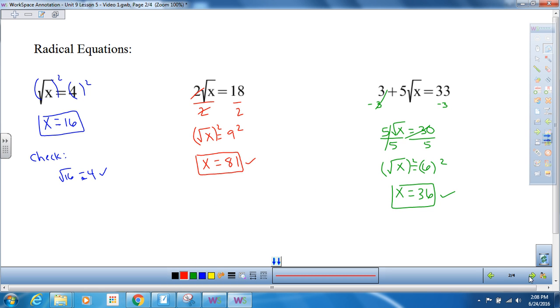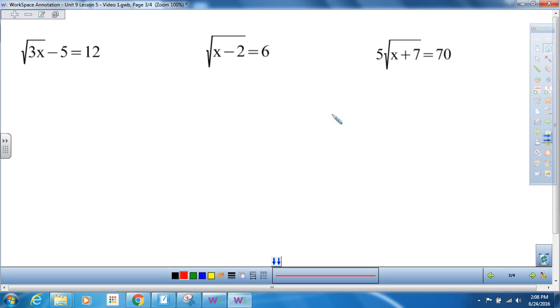Okay, let's look at a few more. Okay, I have operations that are inside and outside. So the first thing I have to do is isolate the radical. I have to get the radical by itself. So I need to move the 5. Okay, then I have to square both sides. So I can't square until I have the radical by itself. I can't divide by 3 until I get rid of the radical.